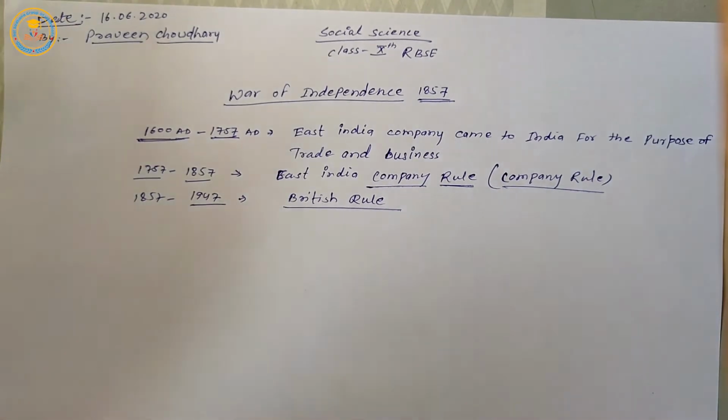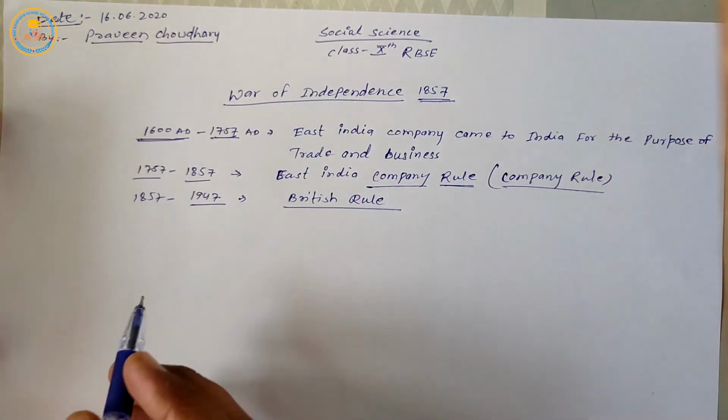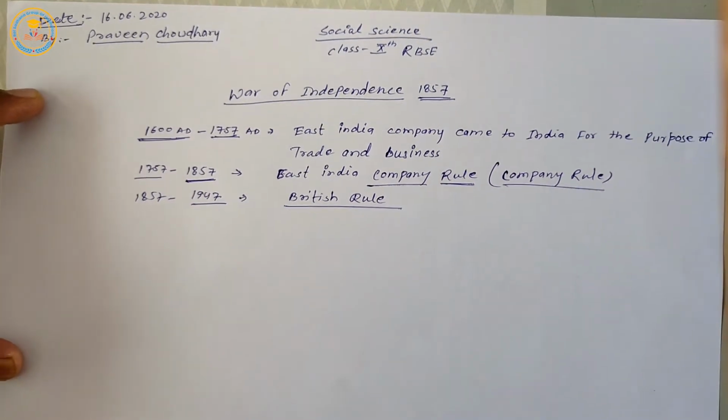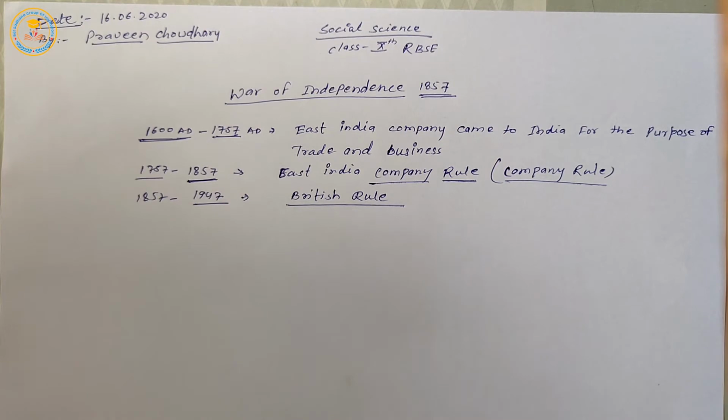Our war of independence started in 1857 because the East India Company behaved rudely with the Indian people, and they interfered in the internal matters of Indian rulers and in the common life of common people, like political life, social life, and religious life. So the common people and the rulers both faced the British East India Company.